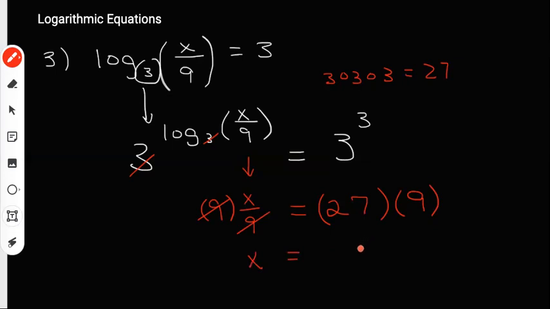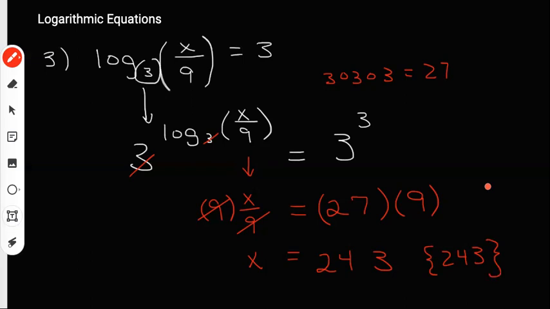Over here on the other side, I have 27 times 9. That's going to be, let's see, 7 times 9 is 63, carry the 6, 2 times 9 is 18, plus 6, that's going to give me 243. So that's going to be my answer, 243. I put that in my solution set.